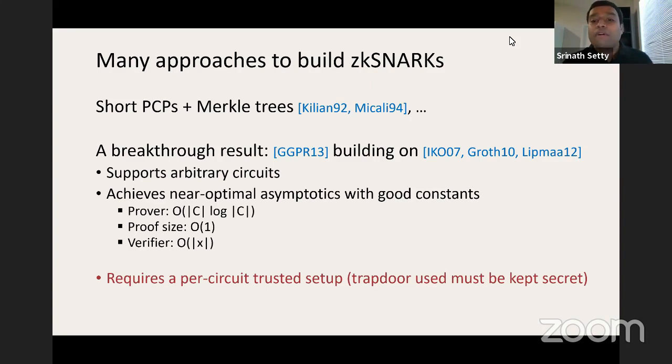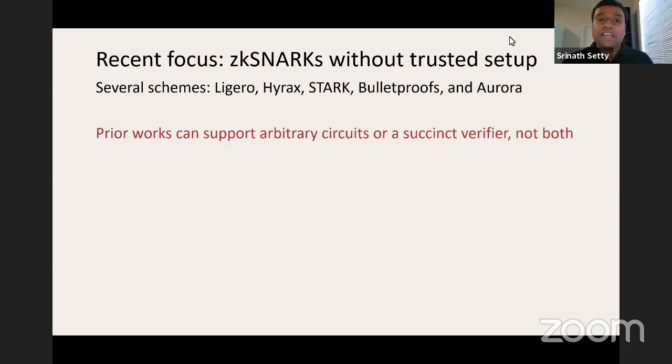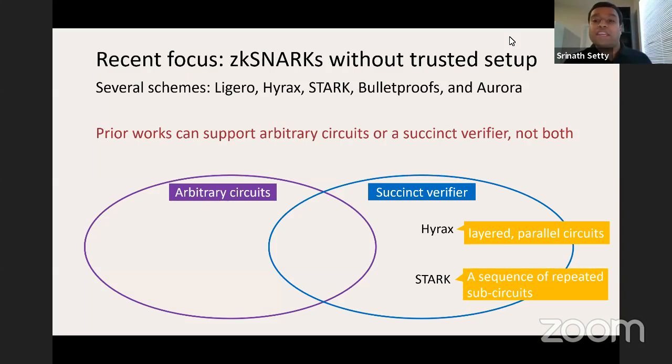The setup is trusted because it requires a trapdoor that must be kept secret. This problem has motivated another class of works called ZK snarks without trusted setup. There are several schemes in this class. Unfortunately, existing schemes can support either arbitrary circuits or a succinct verifier, but not both. For example, Hyrax supports a succinct verifier, but it requires its circuits to be layered data parallel circuits. Similarly, Stark supports a succinct verifier, but it requires circuits to be a sequence of repeated subcircuits. On the other side, we have Ligero, Aurora, and Bulletproofs that target arbitrary circuits, but they incur linear time verification costs. In contrast, our work can simultaneously support arbitrary circuits and a succinct verifier.